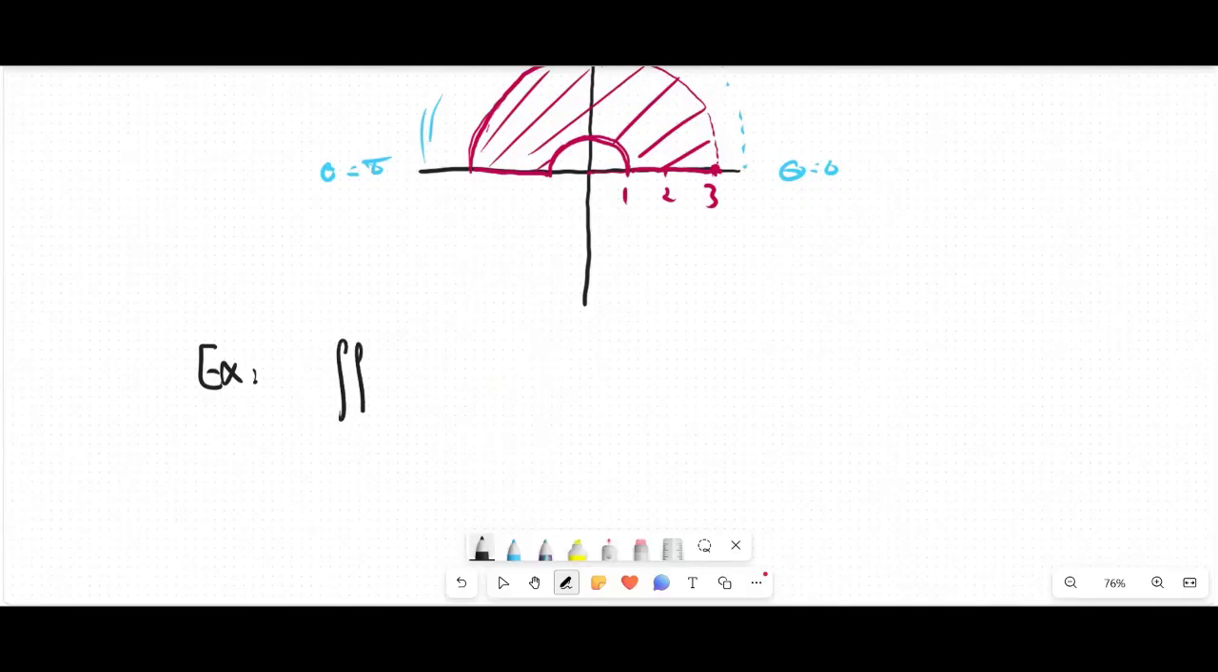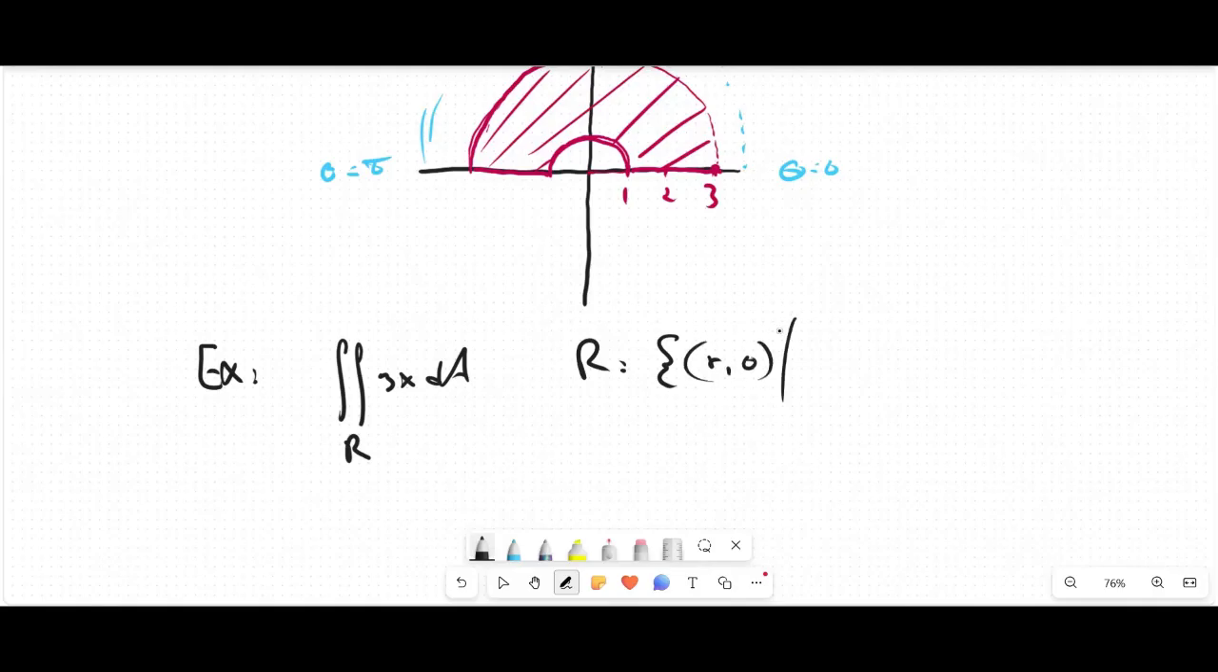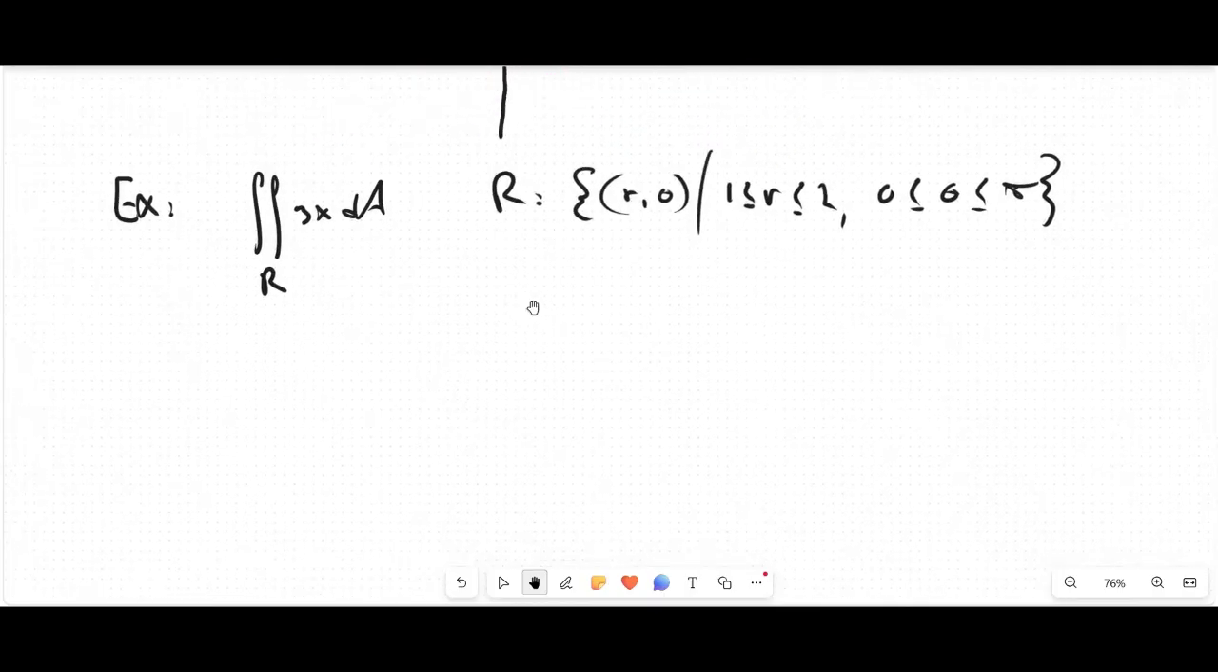They ask us to evaluate this, 3x dA over the region R. And this time R is similar: 1 to 2 and 0 to pi. Okay. So first things first, this is a good example. Obviously, we're going to integrate it in polar coordinates. This is what this whole section is about. The function is not expressed in polar coordinates. So we need to change that.